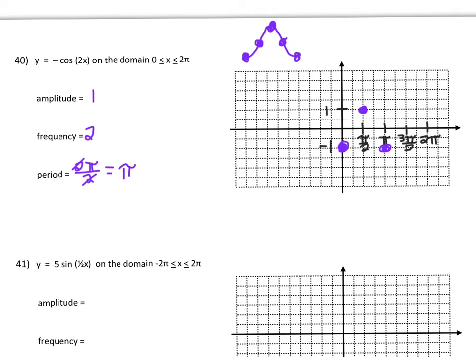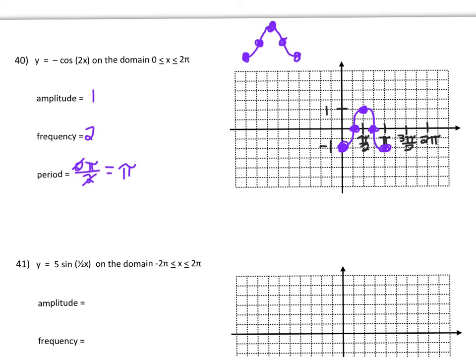Now halfway between any minimum and maximum, we're going to be on that midline, which is on the x-axis. So basically, since there's 2 boxes in between this minimum and this maximum, we're just going to go over 1 box, and that's where we're going to be on the midline or on the x-axis. And same thing, if we go from here, just 1 box over, that's when we're going to be on the x-axis. Okay, these points are huge, but all right, so this is our first cosine curve. And make sure you make it curvy.